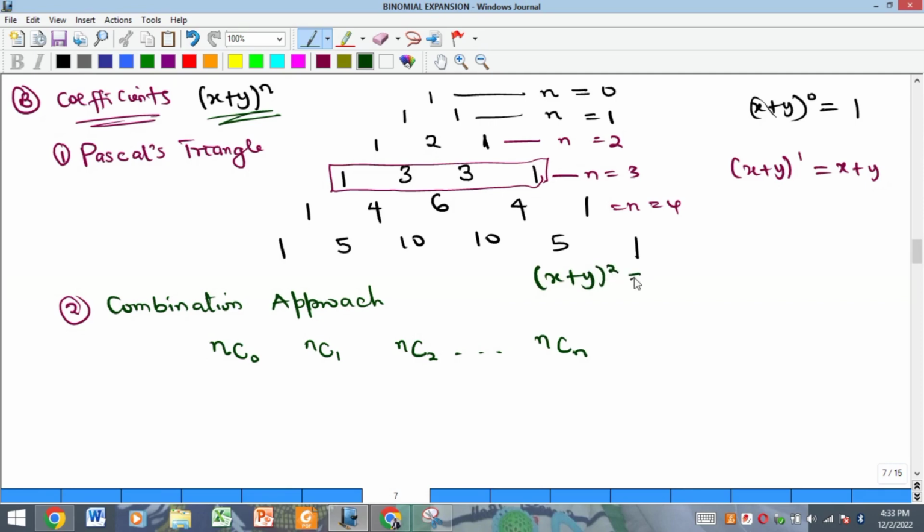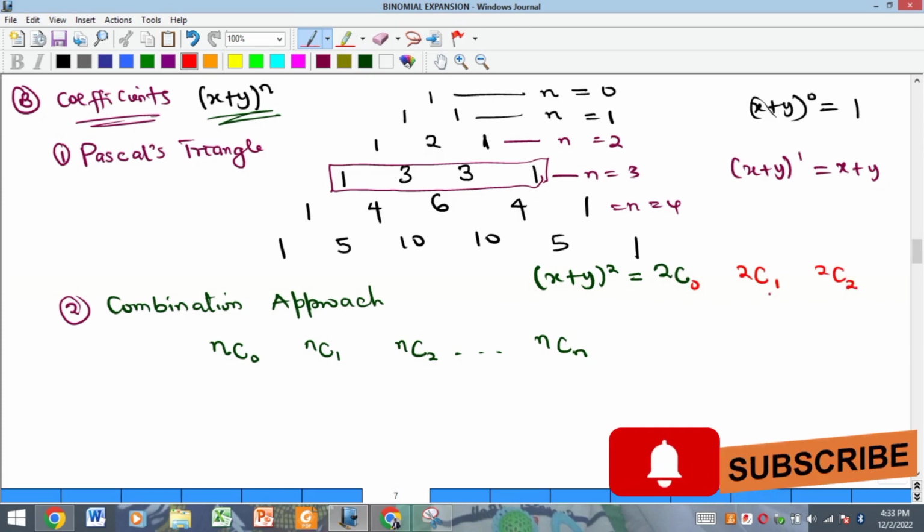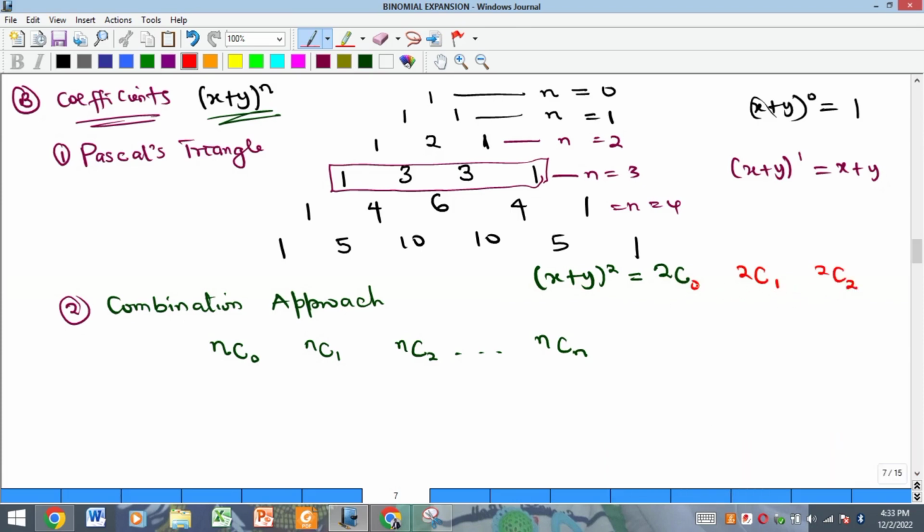So what it means is that if I want to work on x plus y to the power of 2, therefore the coefficient is going to be, it will start with 2 combination 0, then the next one will be 2 combination 1, and the next one will be 2 combination 2. And of course, you can see you have 3 terms. And when you simplify all of this, it will actually give you this 1, 2, and 1.